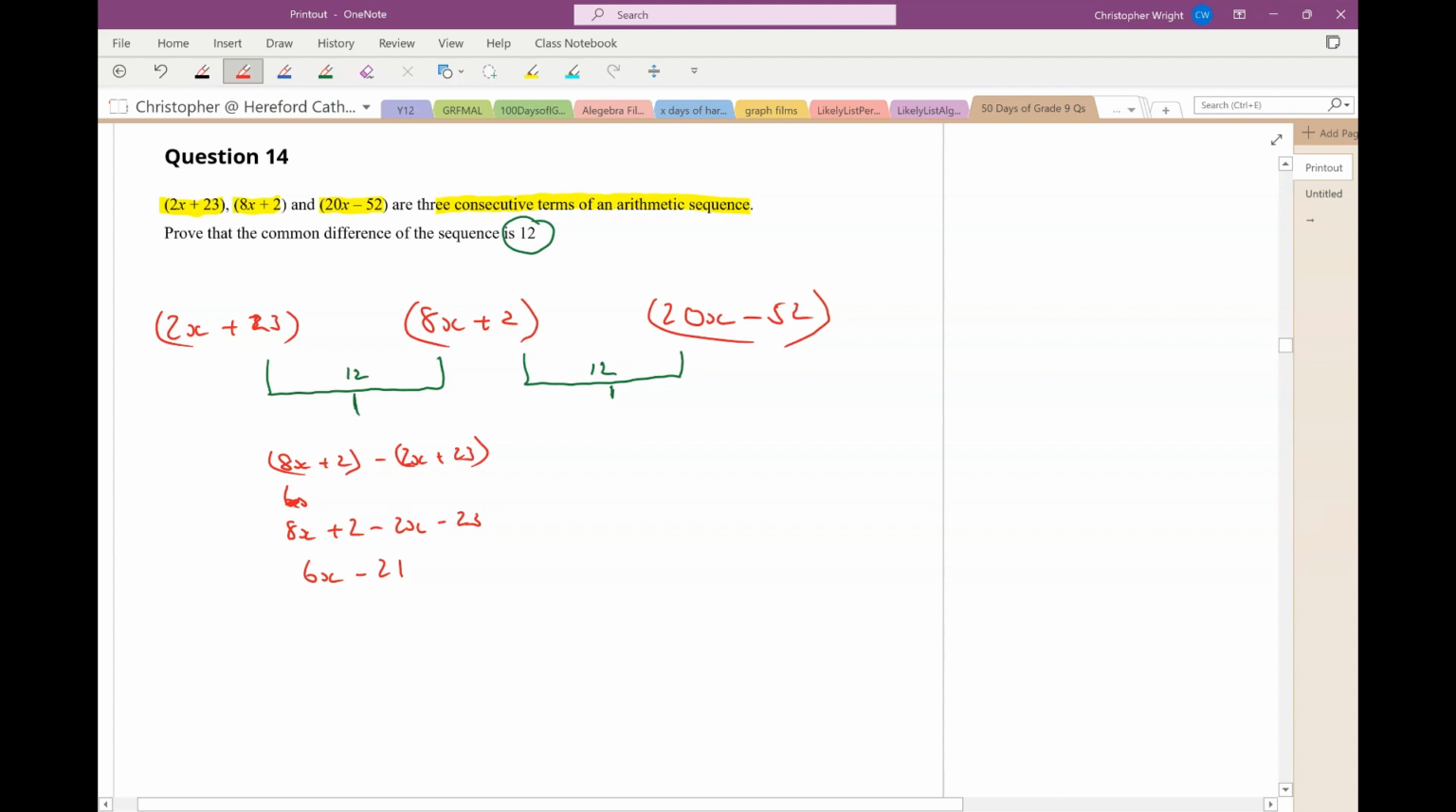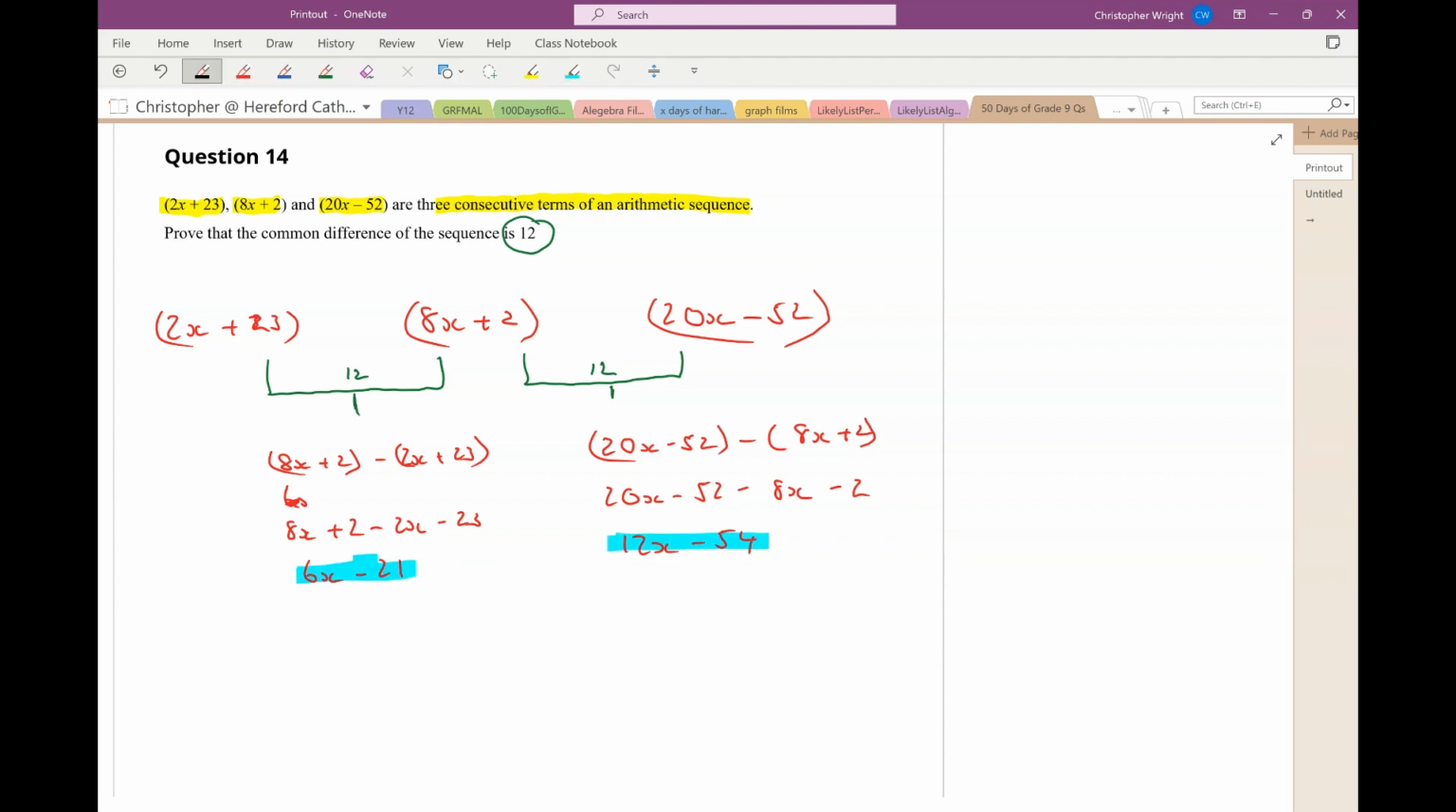And the difference between the term at the end, which I call the third term, and the second term is the third term minus the second term. Again, be careful with your brackets. 20x minus 52 minus 8x minus 2. 12x minus 54. Now, because this is an arithmetic sequence, I know that the differences, that and that, must be equal to each other. So I can say for sure that that equals that. So now I've got an equation I can solve for x.